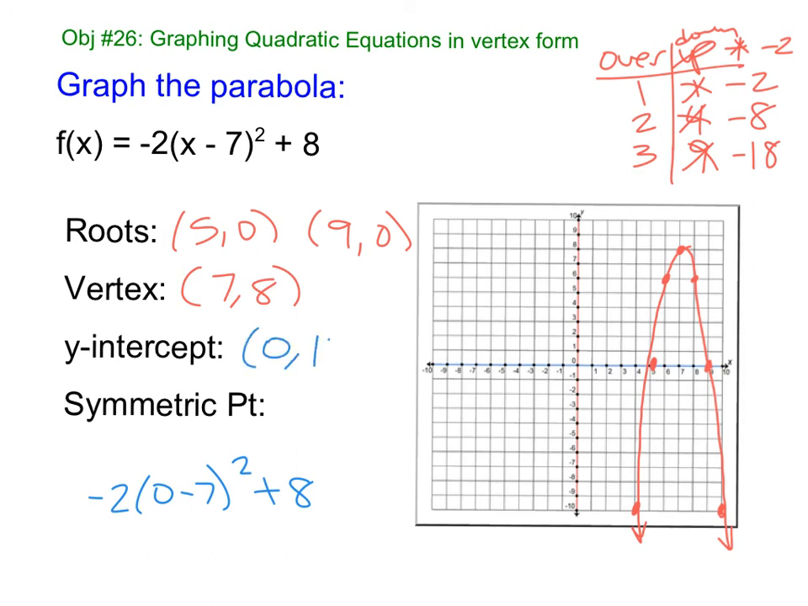Wait, that doesn't make sense. I forgot my negative. It's -2 times 7 squared plus 8. -90. I was about to say 108. That would be up here, and that doesn't make sense at all. All right, so it is -90. Symmetric point: double my vertex, so 7 doubled is 14, and then the -90 again.